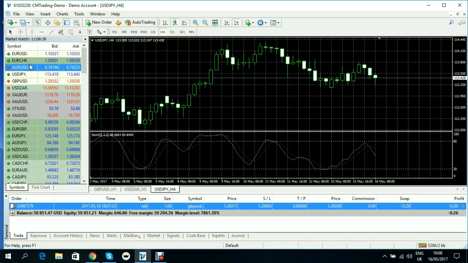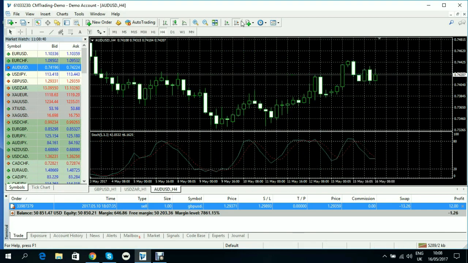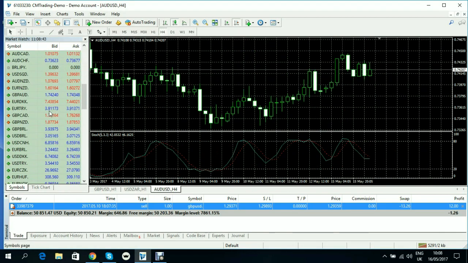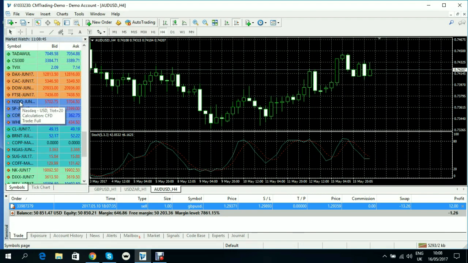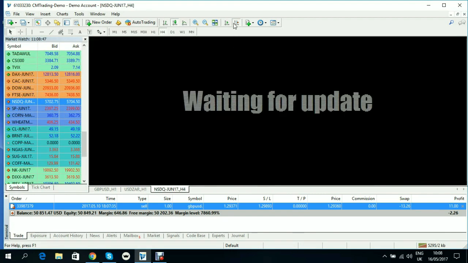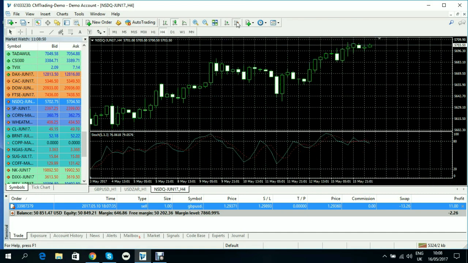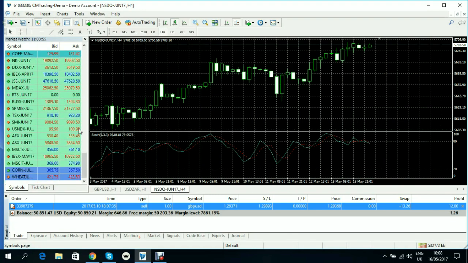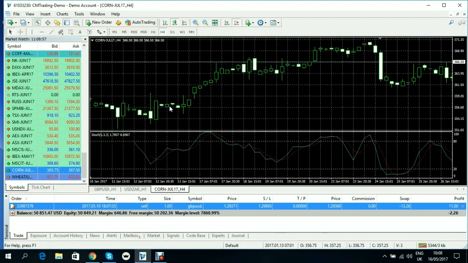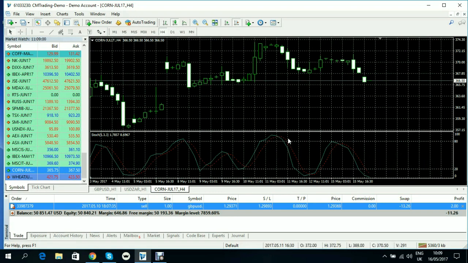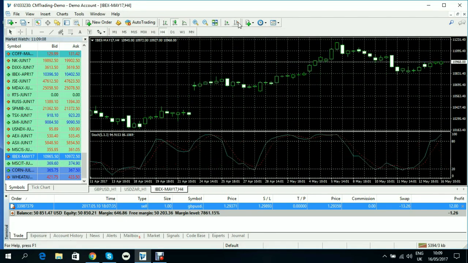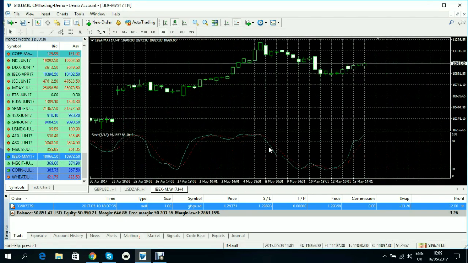It works the same for all the instruments. Let's put this on Nasdaq, so it works the same way for all instruments, be it shares, be it commodities. It works the same way, be it indexes and all that. It works the same way.